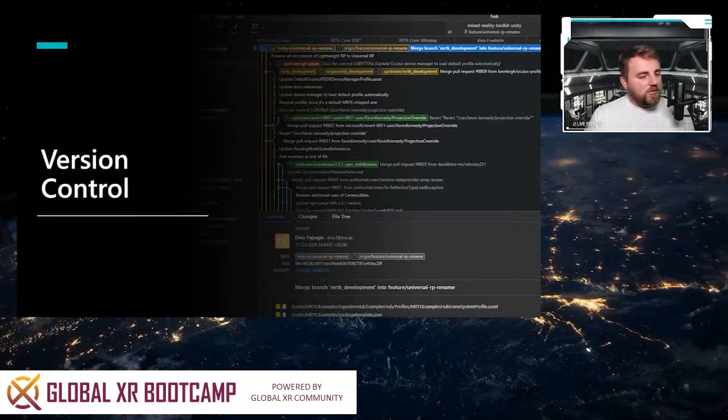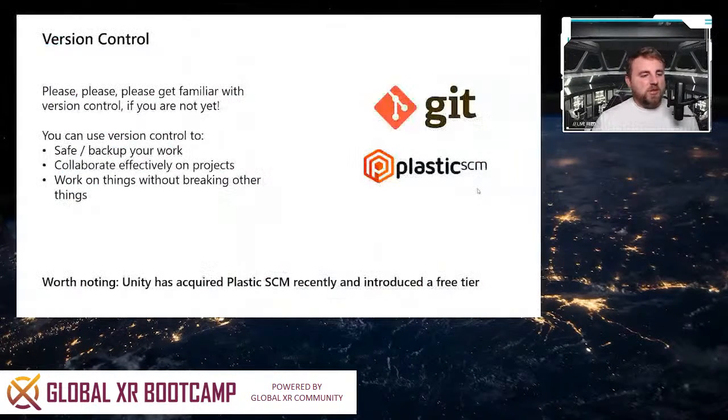But for those of you who don't know about version control, here's just a quick introduction to what version control means for you and what you can use it for. You can use version control to save and back up your work, collaborate effectively on projects in a distributed team, for example, and work on things without breaking other things. And that's the most important thing for me.